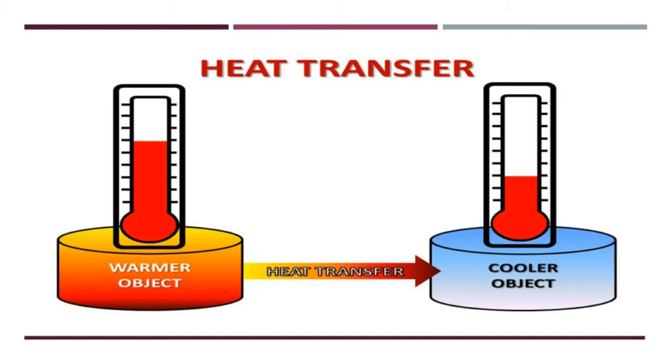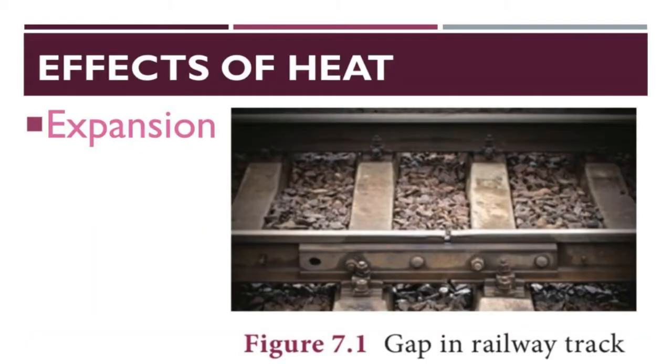This internal energy, when it flows out, is called heat energy. This energy is more in hot substances and less in cold substances and flows from hot substances to cold substances. Let's see the effects of heat. When a substance is heated, the following things can happen.